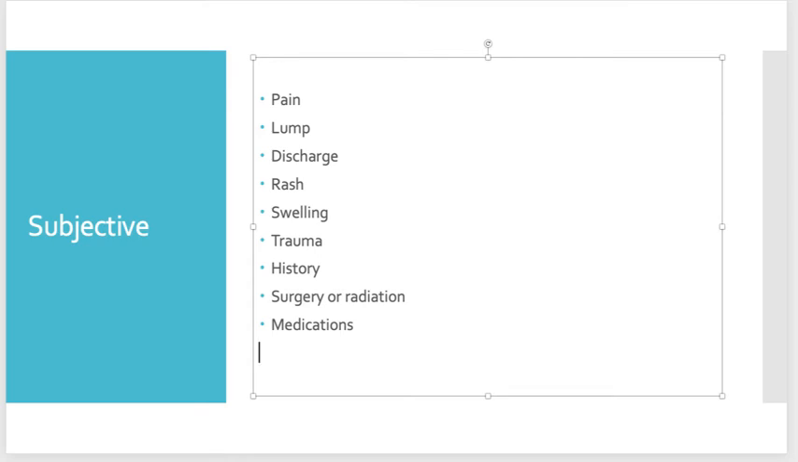Is there any trauma that has occurred in the breast, and did it result in any swelling? Is there a history of breast disease? You also want to identify if there's a history of breast cancer within the family because of the genetic predisposition of individuals to breast cancer.